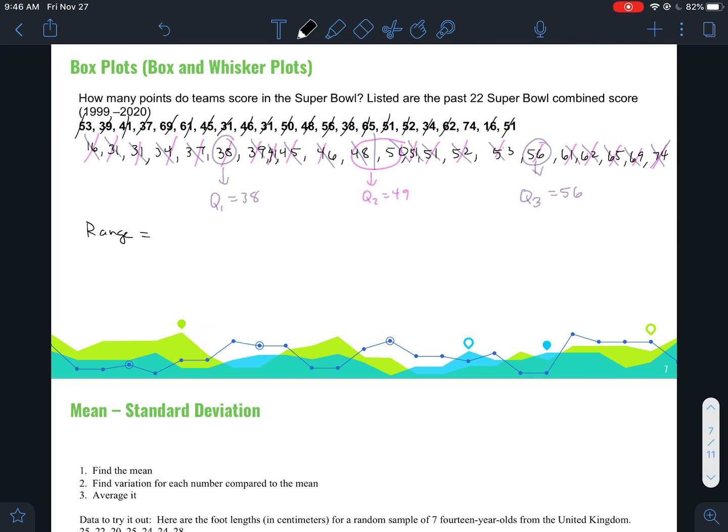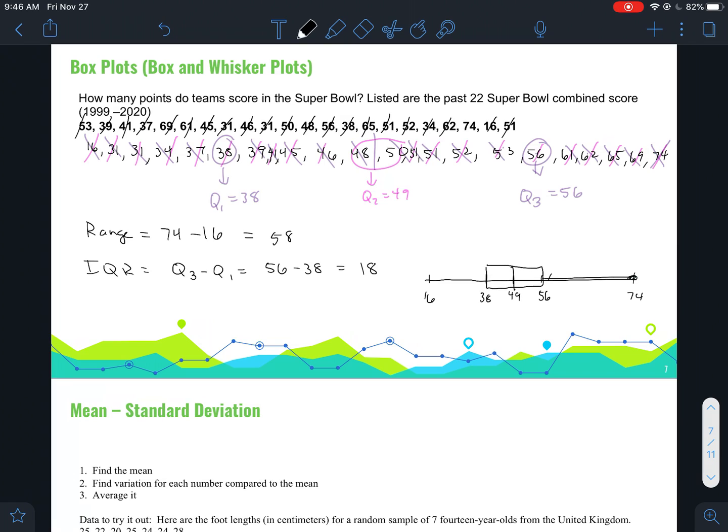And then my range is going to be max minus min, so 74 minus 16, which is going to be 58. And then the IQR is going to be Q3 minus Q1, which is going to be 56 minus 38, which is going to be 18. So the IQR is going to be 18. And so now if I make my box plot, I'm going to go between 16 and 74, and then 38, and then 49, and then 56.